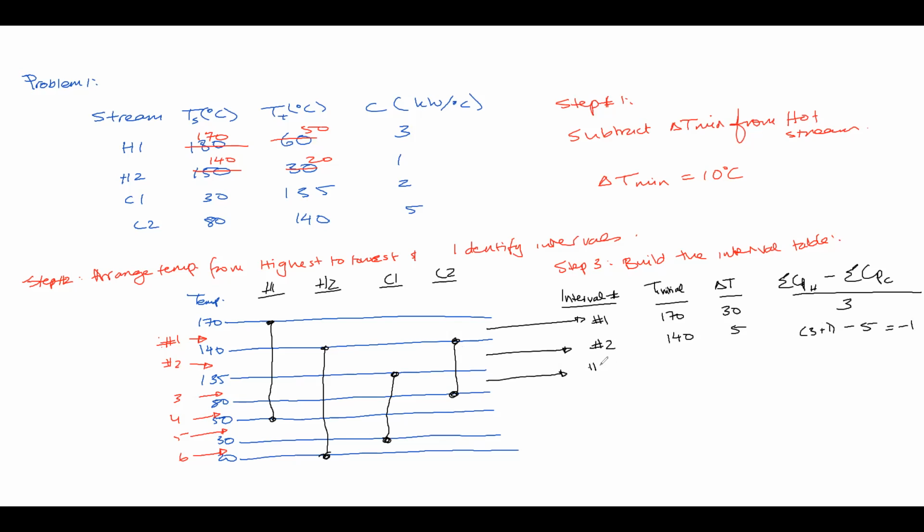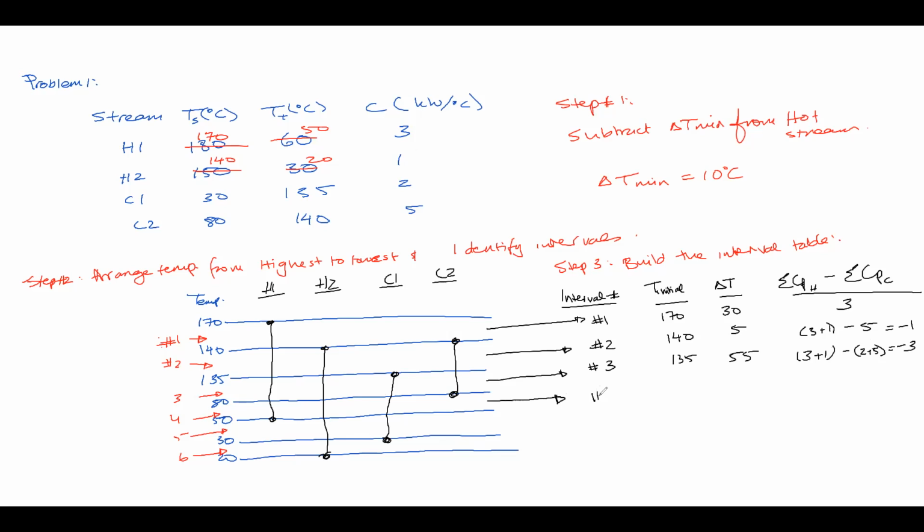Interval 3 here. The initial temperature of interval 3 is 135. The delta T is 135 to 80, that's 55. And summation of Cp hot minus summation of Cp cold: I have 2 hot streams, 3 plus 1, minus summation of cold, which is these 2 plus 5. And this is minus 3. And again, I'm getting the Cp's from here. It's usually given. It's always given.